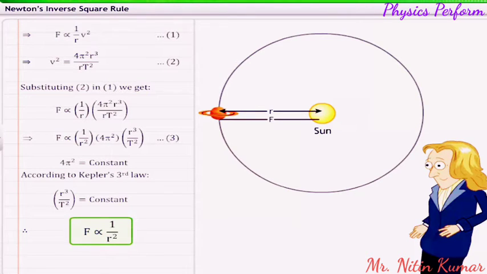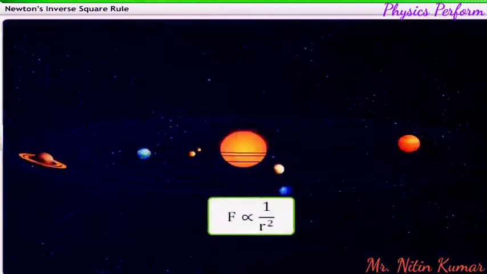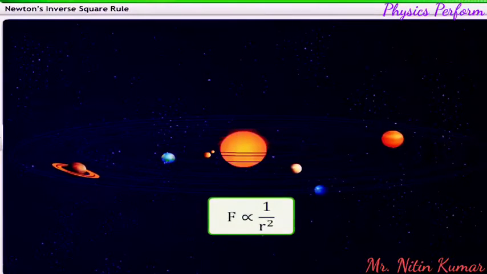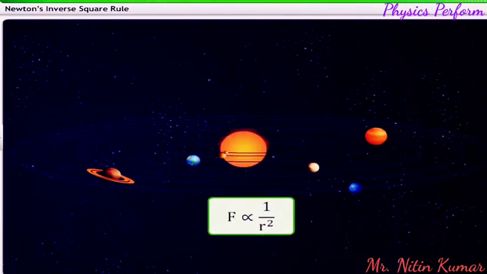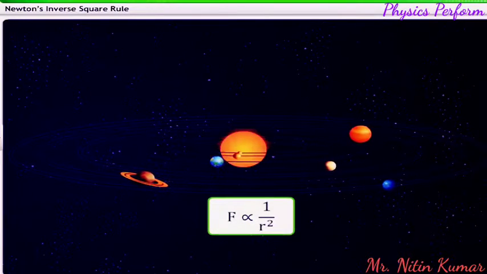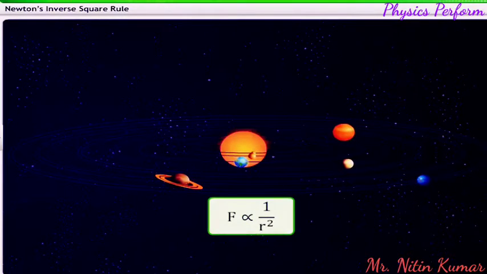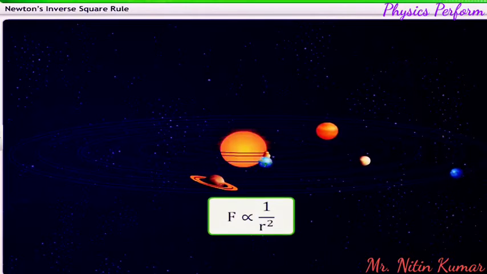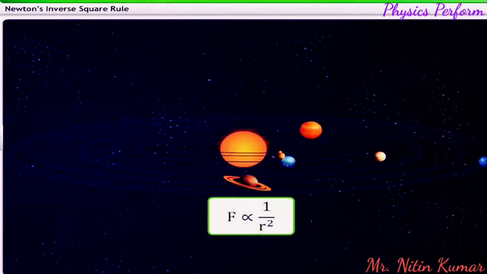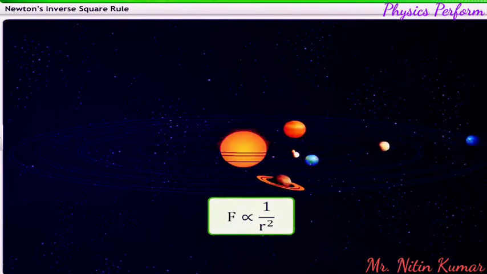Newton extrapolated these findings to all the bodies in the universe. Therefore, the gravitational force F is inversely proportional to the square of the distance between the two bodies.